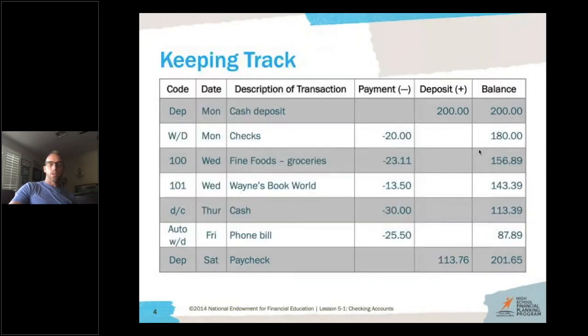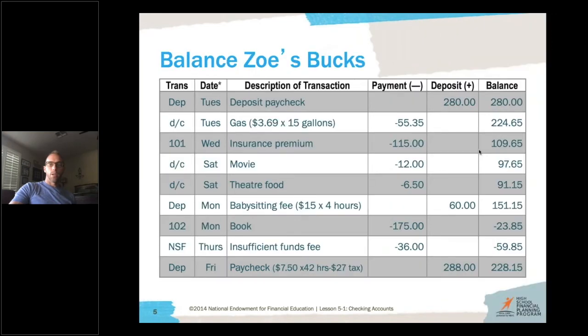Let's see, this one is another one. It just kind of shows here's a person, they had $280 come in, they spent 55, 115, 12, etc. You'll see that the balance is dropping. They babysat, so they made 60, and that brought them up to 151. And then they went and they bought a book for $175.